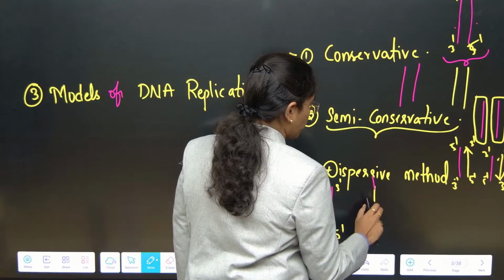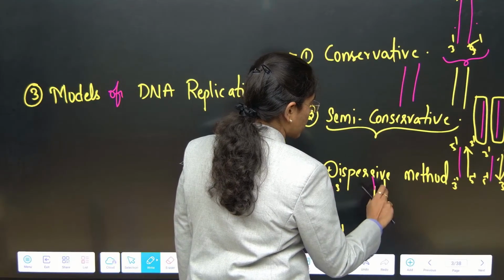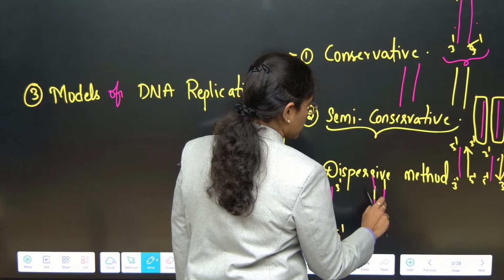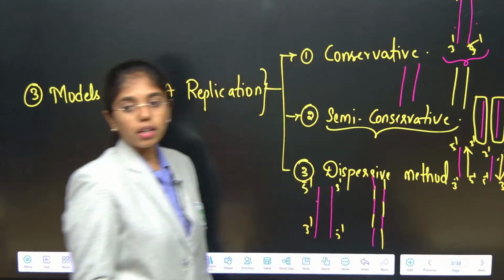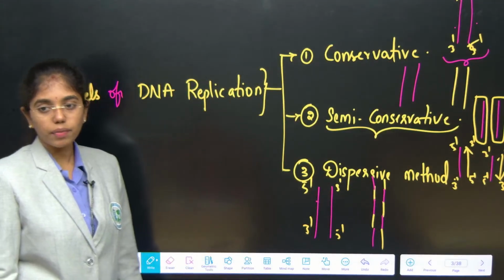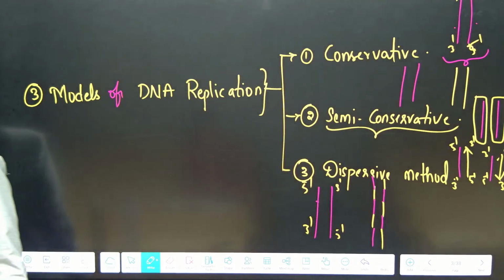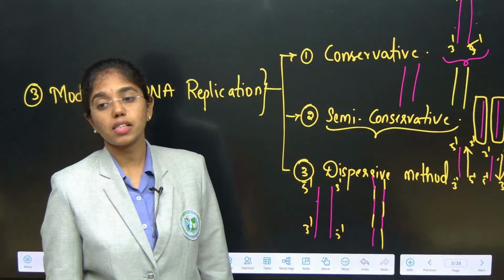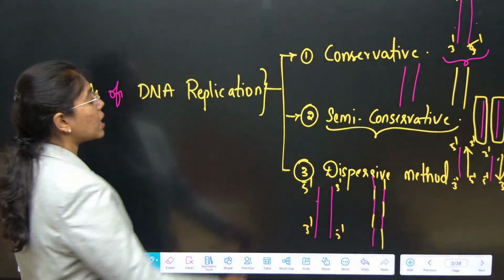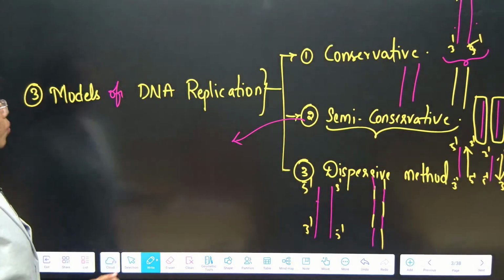Bits and pieces of DNA will act as template, and daughter strands will be synthesized like this. Fine, right? This is the dispersive method. Clear with conservative, semi-conservative and dispersive methods of DNA replication. Of these 3 methods, the widely accepted method is the semi-conservative method of DNA replication, which is proposed by Watson and Crick.